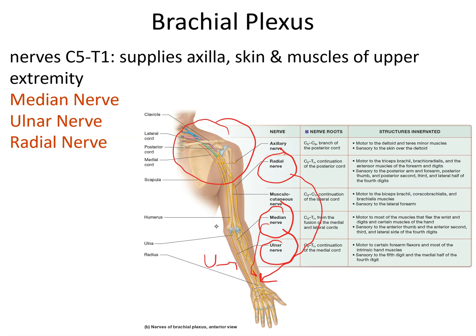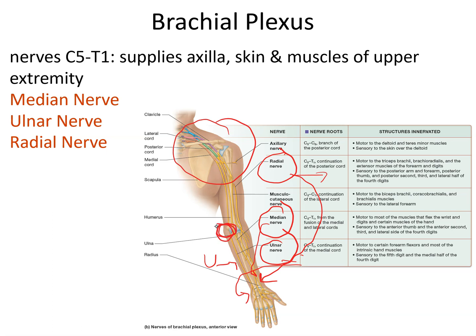Now, the radial nerve, again, it's going to be thumb side. So think of this as it does a lot of your wrist extensors, so extending your wrist. Your ulnar nerve, on the other hand, is doing your little finger side. In fact, your ulnar nerve passes right behind that medial epicondyle.